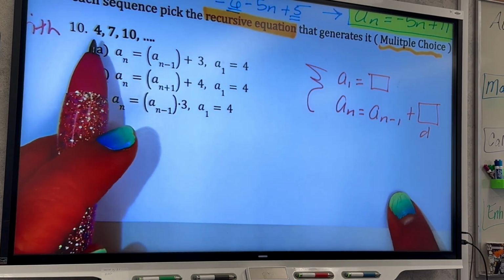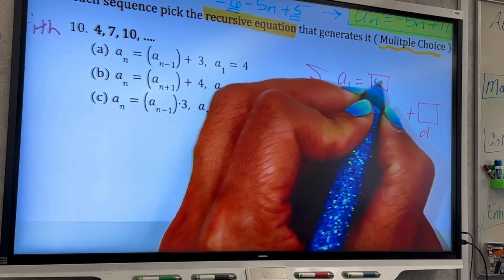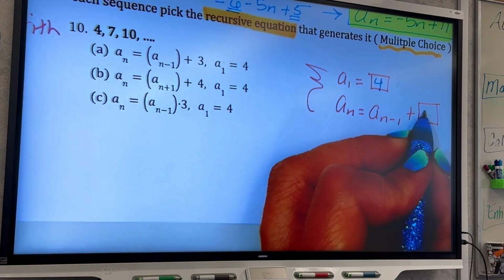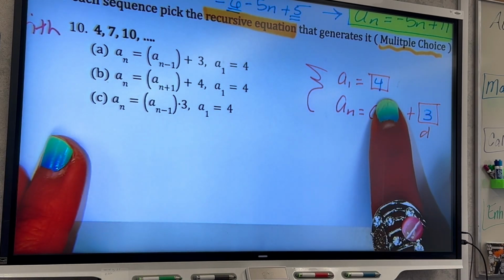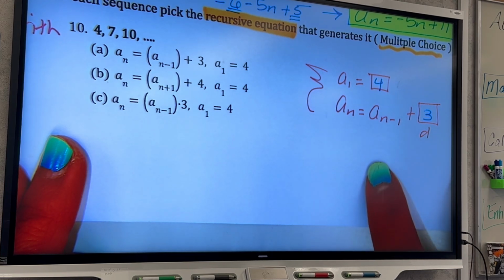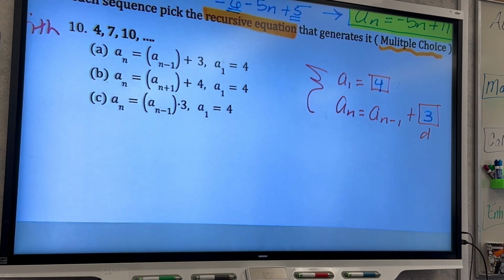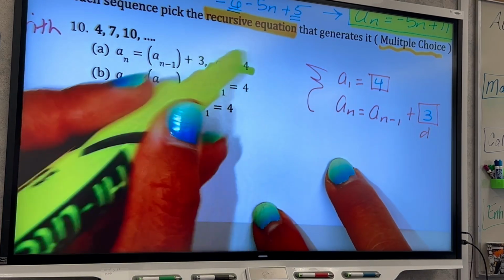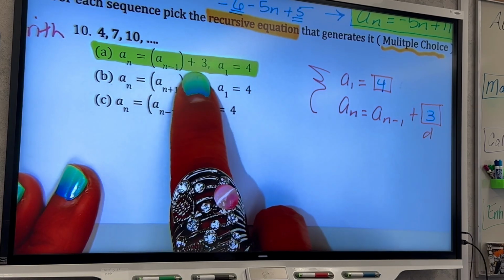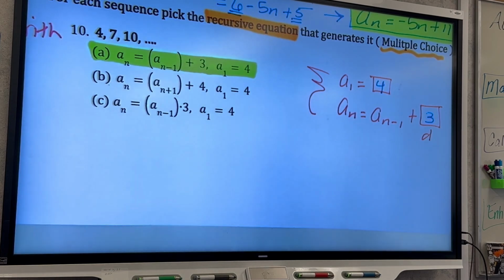So look at this sequence, 4, 7, 10. What's the A1? The A1 is a 4, but what's the D? The D is a 3. So I'm looking for A1 equals 4, and I'm looking for the A sub n minus 1 plus 3. And we should see it right away, right? Which one is it? A. It's A. And since this was an arithmetic problem, I'm going to use my yellow highlighter to highlight it. A sub n equals A sub n minus 1 plus 3, comma, A1 equals 4. The first term is a 4.